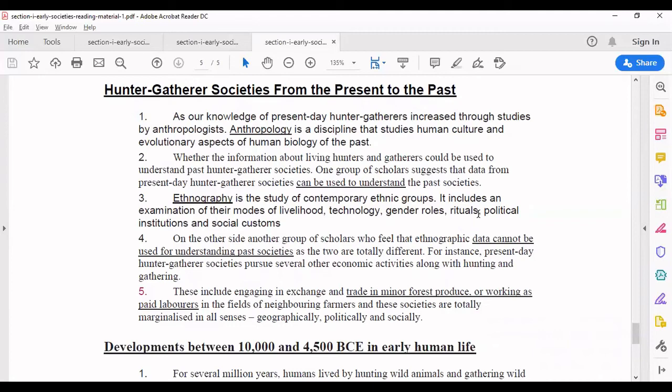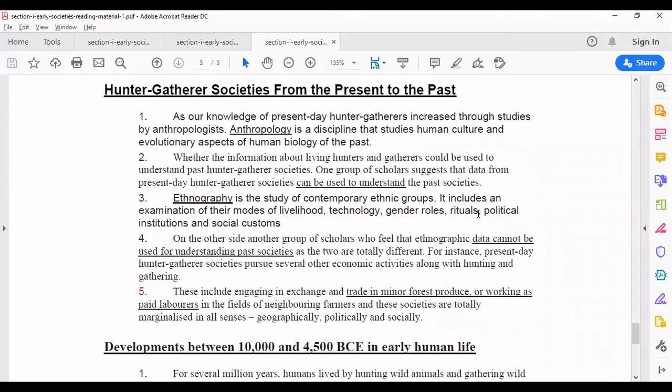Another group is the ethnographers. Ethnography is a study of contemporary ethnic groups. It includes an examination of their modes of living, technology, gender roles, rituals, political institutions, and social customs. So, on one side there are anthropologists who say, yes, if we study the present-day hunter-gatherer society, we will be able to understand the past better.